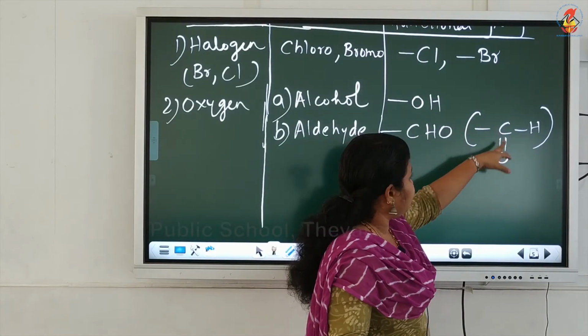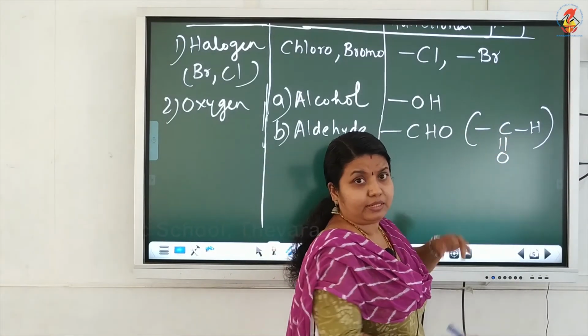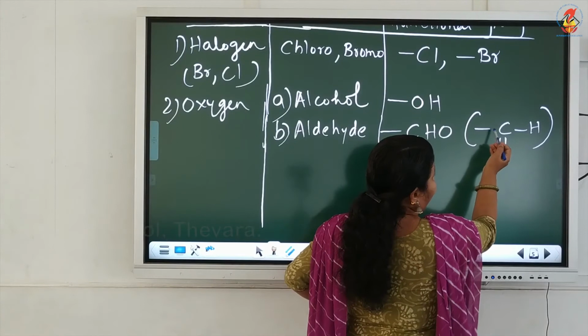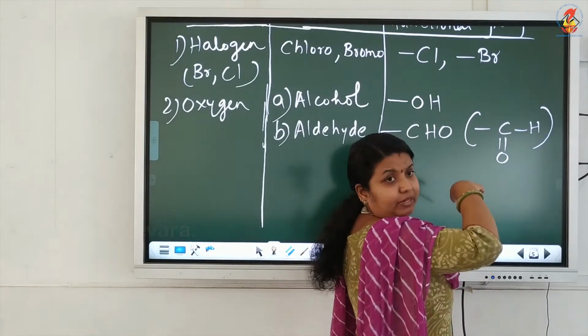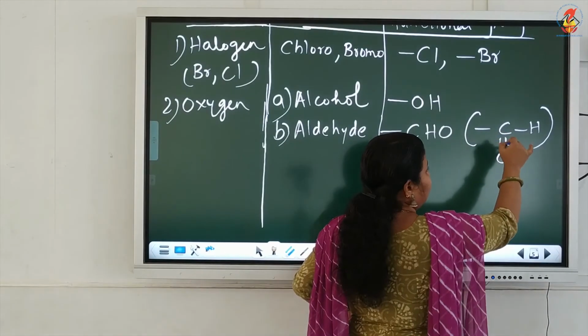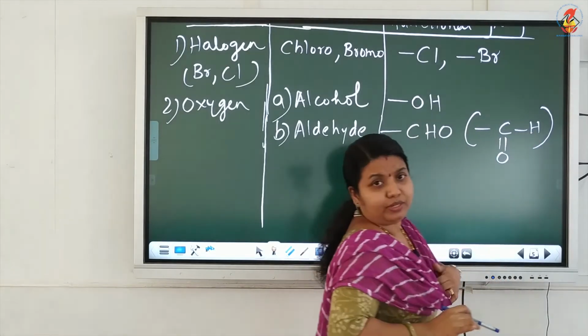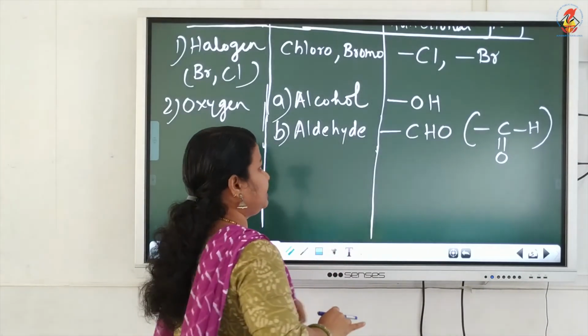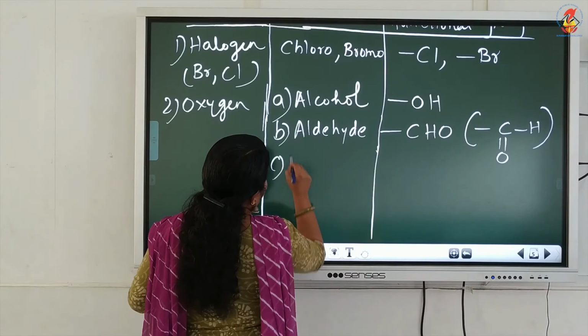See, this O is C double bond O, so that all the valencies of carbon are occupied. This is the bond which connects this functional group to the carbon chain. Then a double bond, so 3. One is to a hydrogen, so it is 4 valency. All the 4 valencies are satisfied. CHO. The next one is ketone.